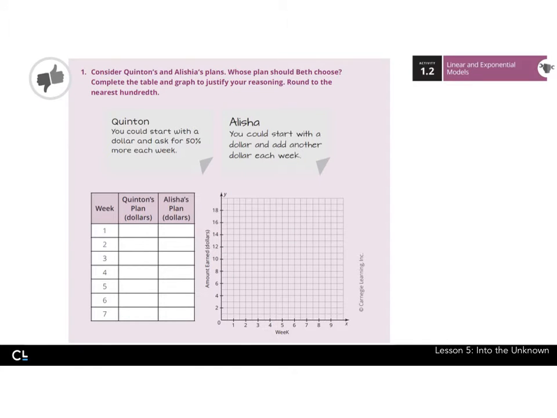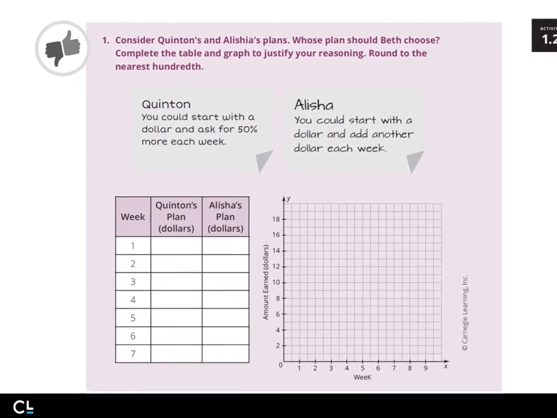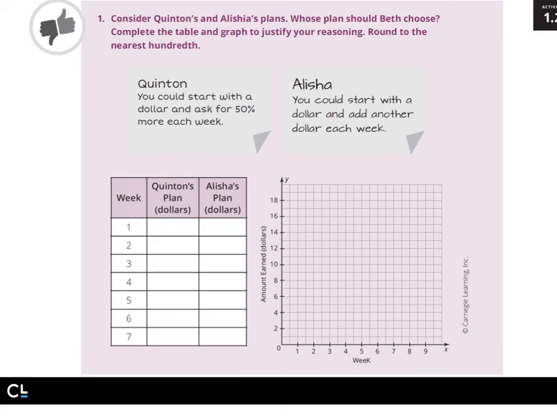Consider Quentin's and Alicia's plans. Whose plan should Beth choose? You should start with $1, ask for 50% more each week. You could start with $1 and add another dollar each week. Ooh, I know which one I would do. Let's look at this.